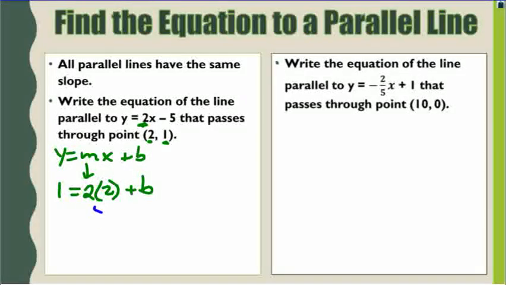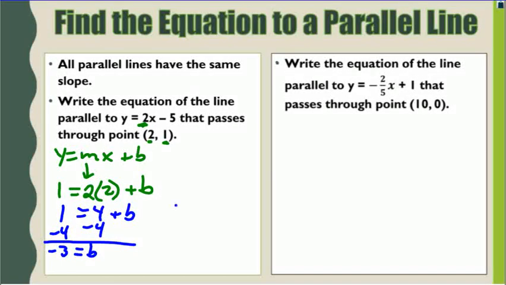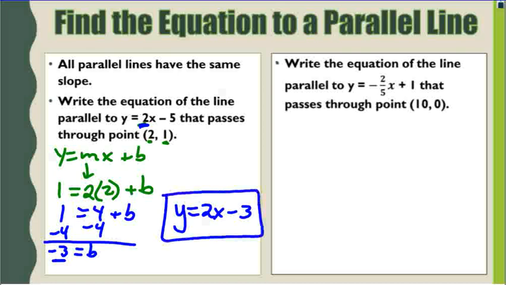So now I have 4 plus b equals 1. To get b by itself, I subtract 4, and I have negative 3 equals b. So my equation in y equals mx plus b format, y equals the same slope, 2x, and then my b is a minus 3. And there's my equation that's parallel to y equals 2x minus 5, and it passes through point 2, 1.